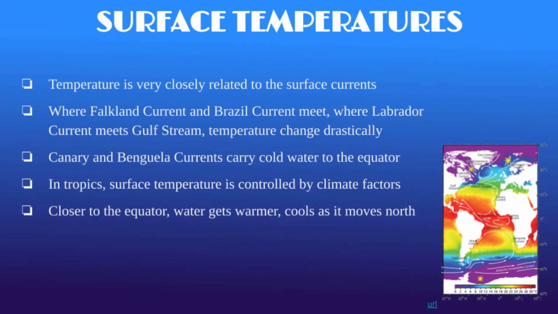Moving on to surface temperature, the surface temperature is very closely related to the surface currents. There is a drastic temperature change where the Falkland Current and Brazil Current meet, and where the Labrador Current meets the Gulf Stream. Canary and Benguela currents carry cold water to the equator, and in the tropics, surface temperature is controlled by climate factors. Closer to the equator, water gets warmer and cools as it moves north.